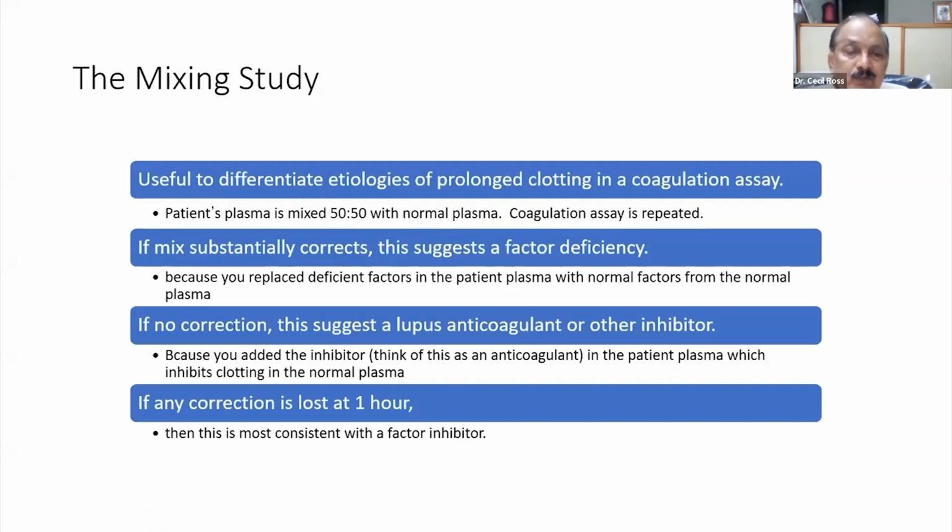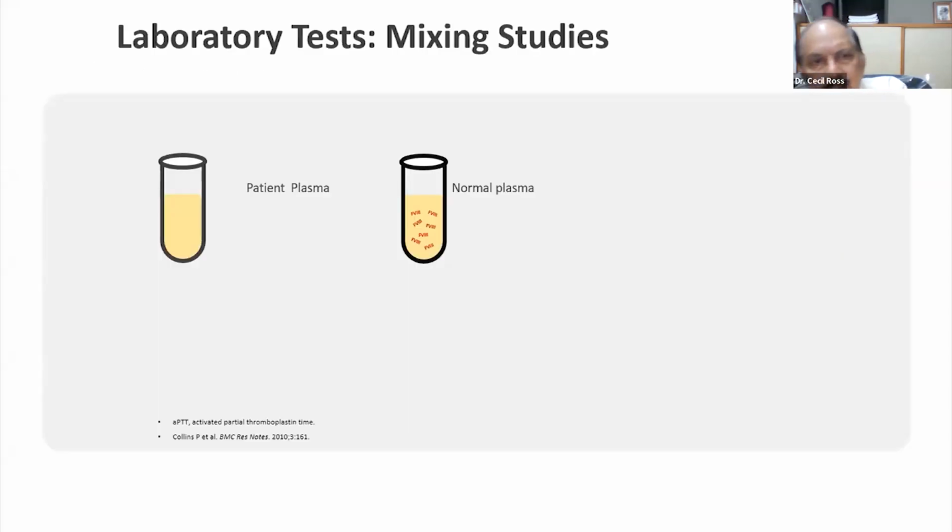If there is no correction when you add normal plasma, that means there must be a lupus anticoagulant or some other inhibitor like heparin, because you added the inhibitor. Supposing there's an anticoagulant in the patient's plasma, which inhibits clotting in the normal plasma. If you time the incubation, and any correction is lost within 1 hour, then most commonly it is considered a factor inhibitor. Okay. Now let me explain a little bit in detail.